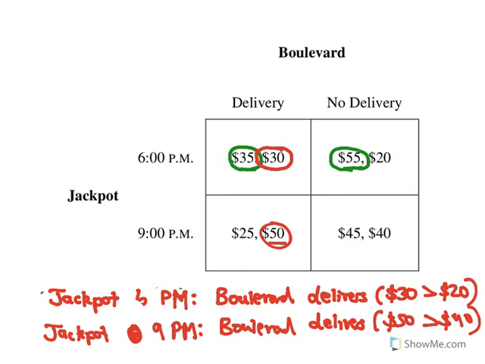And so does Boulevard have a dominant strategy? And the answer is yes. How do we know? Because Boulevard's doing the same thing every time, no matter what Jackpot does. And so yes, they have a dominant strategy, and it is to deliver. So that's how you go through and find dominant strategies. It's something that I think the more you practice with it, the easier it will get.